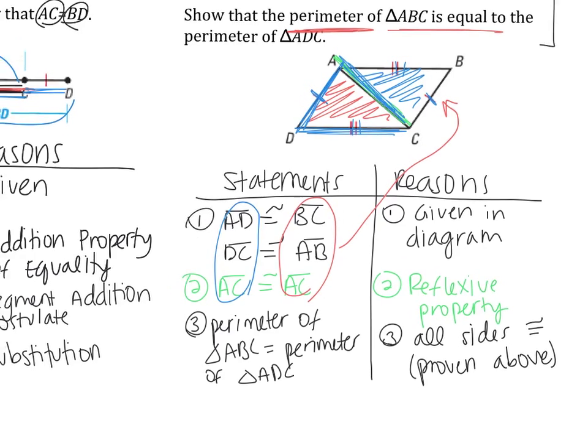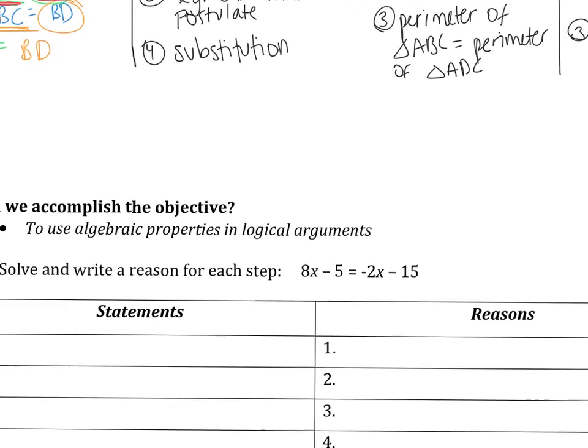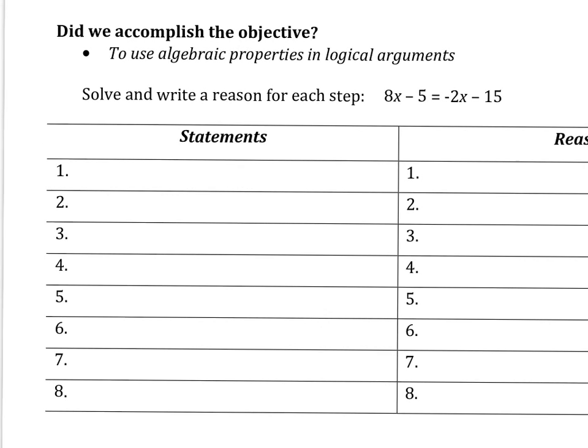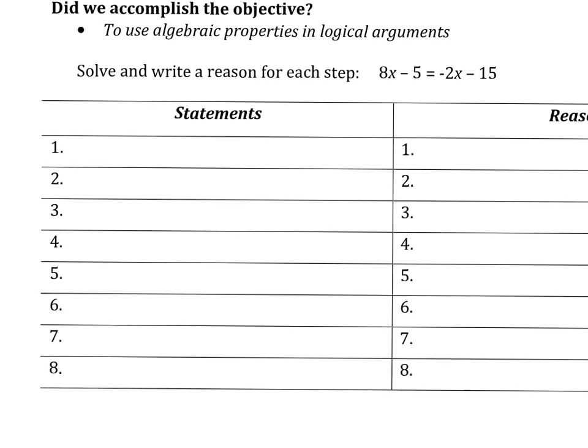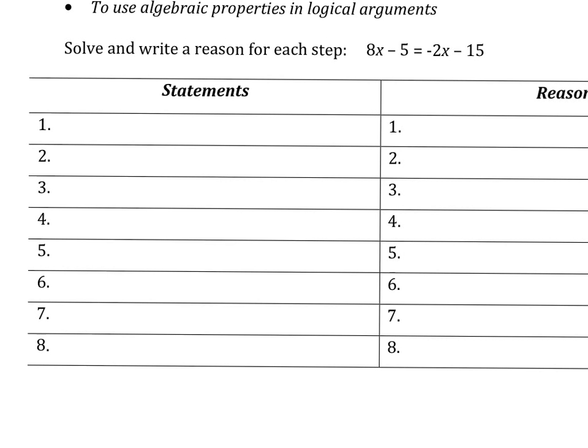We're going to return to what our objectives were. So, what did we want to accomplish? Well, we wanted to use algebraic properties in logical arguments. So this is the problem that you're going to do. I'm going to start you out. Solve and write a reason for each step. So you should have 8x minus 5 equals negative 2x minus 15. And the reason is that this is given.